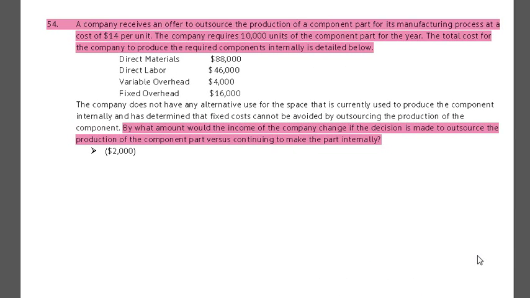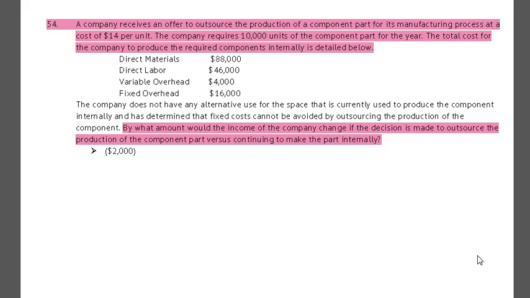Problem number 54. In this problem, you're asked, by what amount would the income of the company change if the decision is made to outsource the production? So we have to look at our current and then how much it would change to really be able to see the difference of the two.